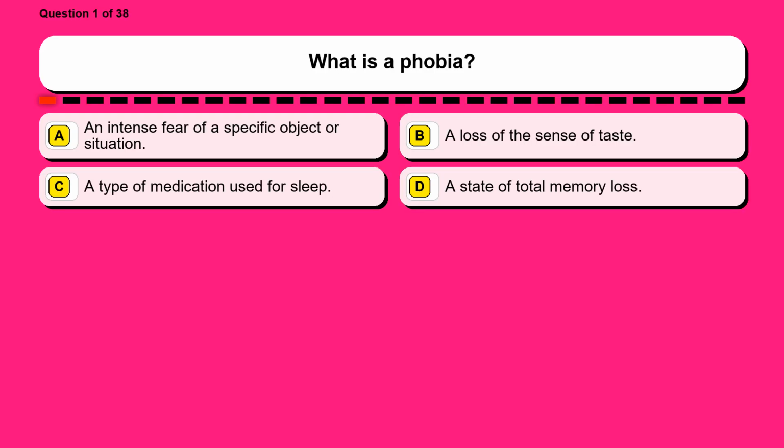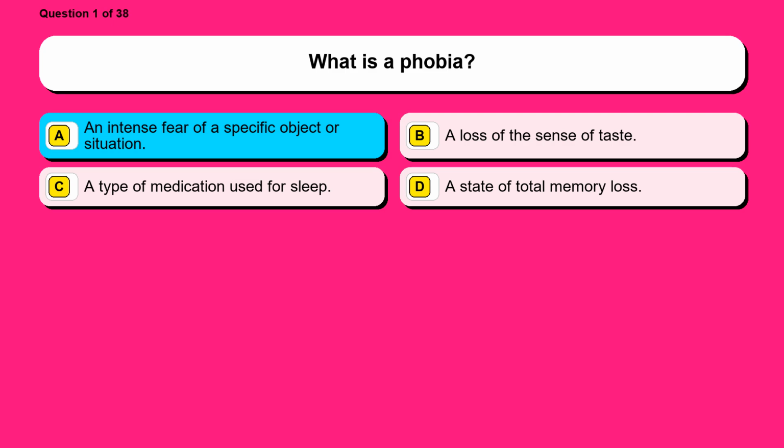Question 1. What is a phobia? Option A. An intense fear of a specific object or situation. Option B. A loss of the sense of taste. Option C. A type of medication used for sleep. Option D. A state of total memory loss.